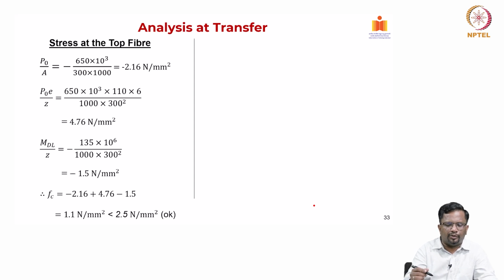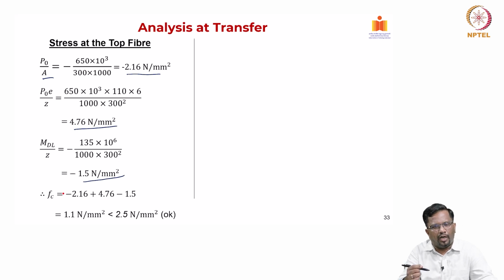At transfer, we are using P naught by A. The concentric component, P naught by A, is negative 2.16 megapascal. The pre-stressing bending moment is giving me 4.76 megapascal. Dead load is 1.5 megapascal. So, if you add all of them at the bottom fiber, I get a net stress of 1.1 megapascal, which is less than 2.5 megapascal. That means the amount of pre-stressing that I provided is satisfying the stress at the bottom.